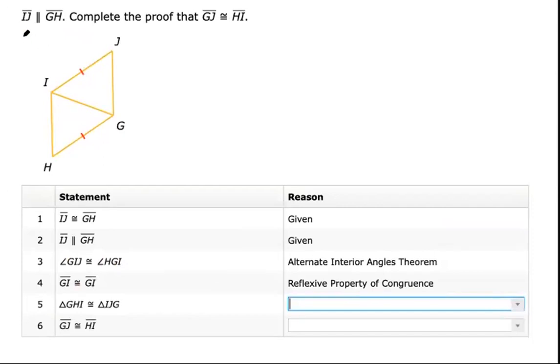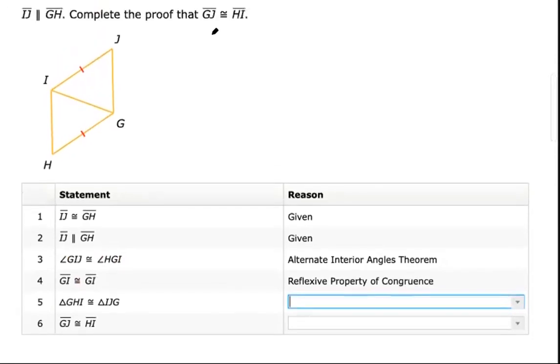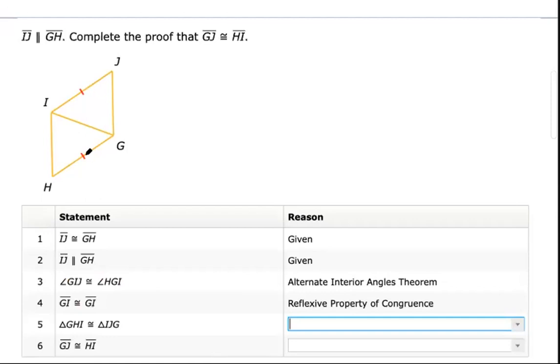You have IJ is parallel to GH. IJ, so right here, is parallel to GH. Parallel means they're never going to touch. The lines are going to go on forever. Complete the proof that GJ is congruent to HI. All right, so they gave us, as you can see, the markings already, the red marks, that IJ is going to be congruent to GH.